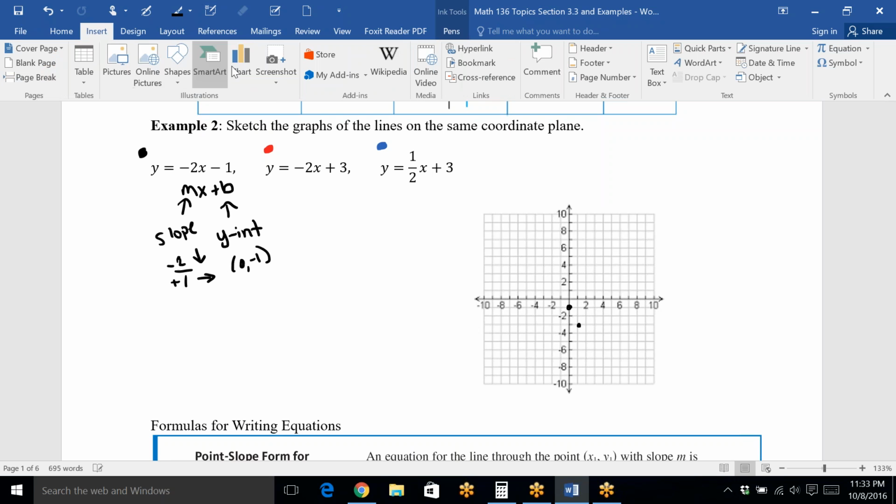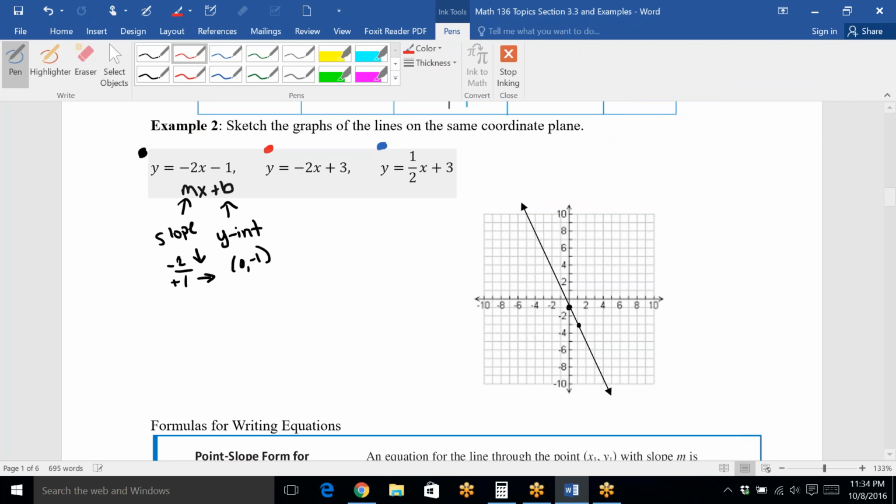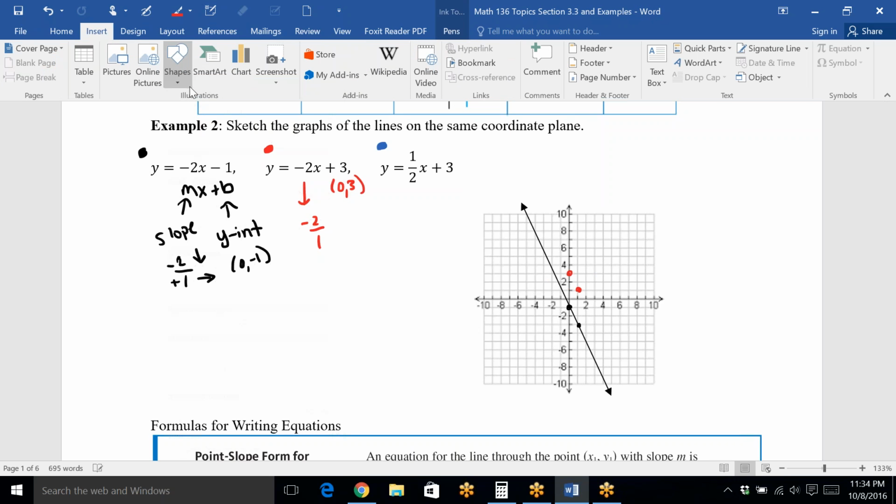And then I'm going to insert a graph line. We want this line to go through those 2 points. And we'll change the color of it to black to match the equation. Okay, now we're going to do the red one. This has a y-intercept of (0, 3) and a slope of -2/1 again. So (0, 3), and then down 2 over 1. And we're going to insert a line to go through those 2 points.